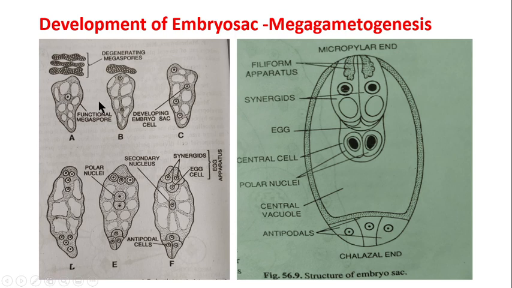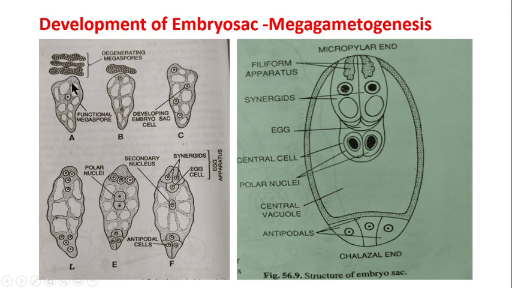So mitosis 1 will take place, then mitosis 2, and mitosis 3. Mitosis means only this nucleus is going to divide, not the entire cell. So this nucleus will divide and form two nuclei. Again, this nucleus will divide and form two nuclei here, and the nucleus toward the other end will also divide and form two nuclei.